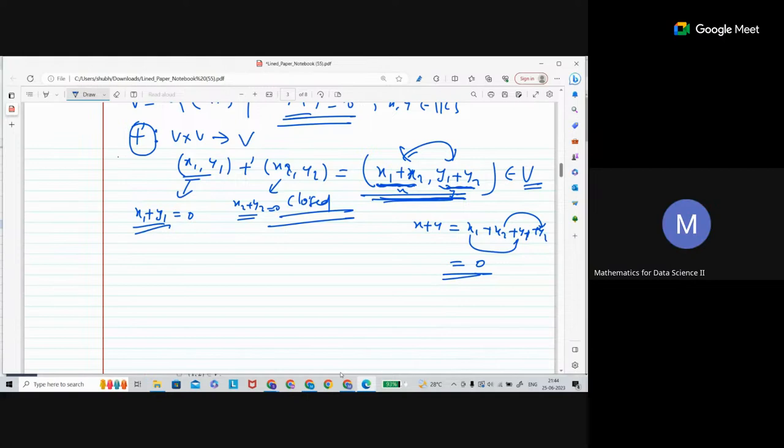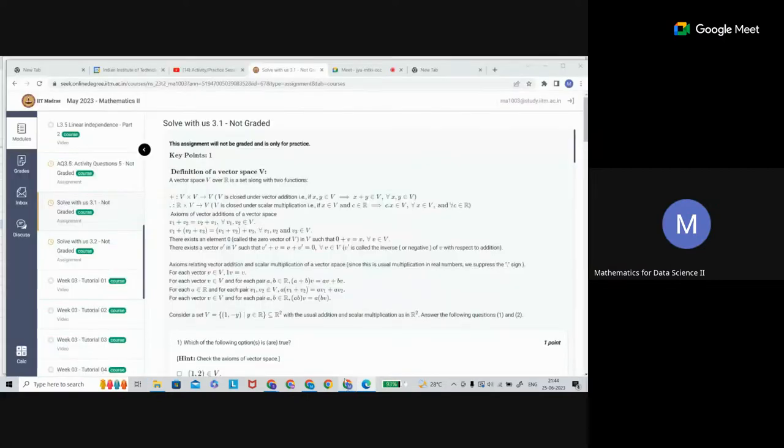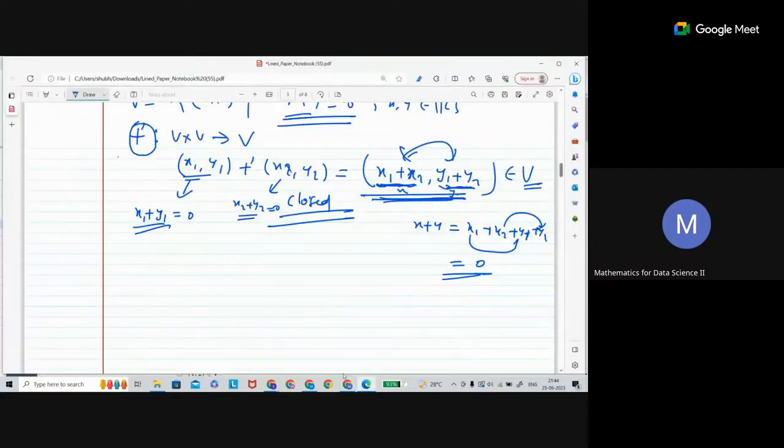Okay, now let me give two operations, as you see in here. Let me give another multiplication operation, dot prime. This addition is done on two vectors, but here it is R cross V. It means you will take a real number, let's say 5, and a vector, and multiply with the operation dot prime. Let's say this is x1, y1. It is defined like this: x1, y1 by 5. This multiplication is defined like this.